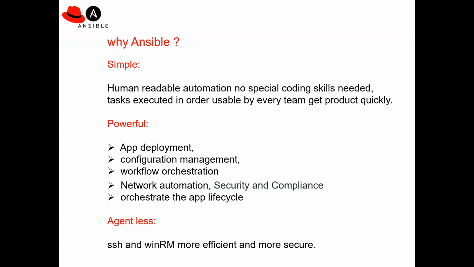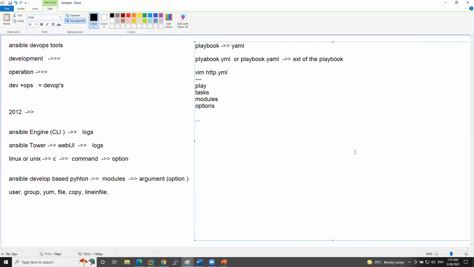And next is it is agentless. So when I say agentless, basically we are going to use SSH if you want to communicate from Linux to Linux and Linux to Unix, right? That's a very important thing. And if you want to communicate from Linux to Windows, we try to use something called WinRM. That is called Windows Remote Management Tool. Okay, so this is what exactly.